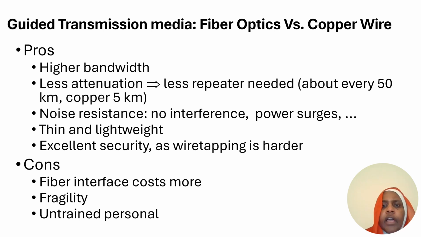If we compare fiber optics to copper wire, we will find that fiber optics has higher bandwidth and lesser attenuation. That means fewer repeaters are needed, about 1 every 50 kilometers for fiber optics and 1 every 5 kilometers for copper. It's noise resistant, with no interference and no power shocks, and it's thin and lightweight. That means lesser transportation costs, and it has excellent security. Wire tapping is harder than tapping a copper wire.